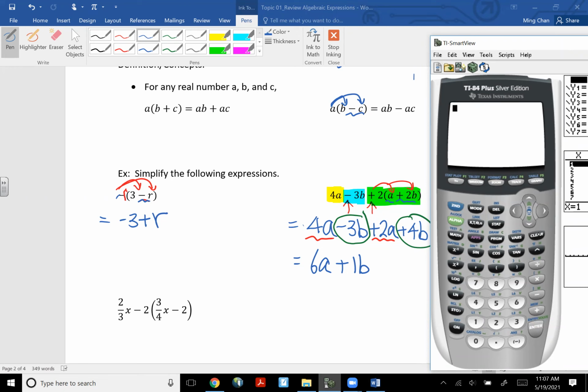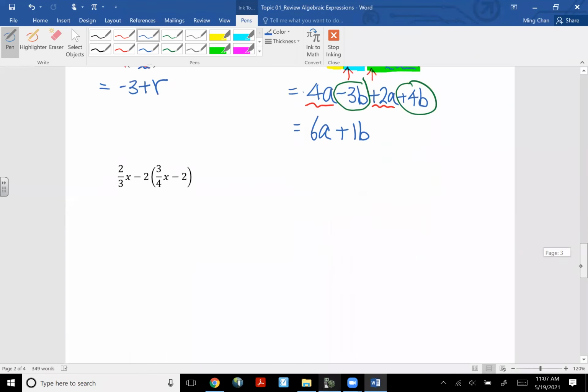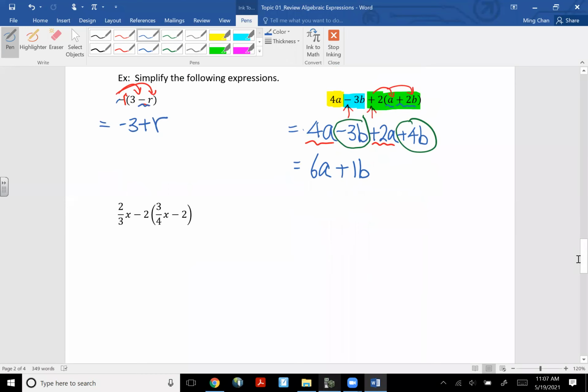But what you can do instead is remember when we combine like terms, all we do is add and subtract the coefficients. So if you say it right, you're going to say this is -3 plus 4, and you get positive 1b. Okay, you can do it like that, but you cannot type in letters and try to let the calculator combine for you.